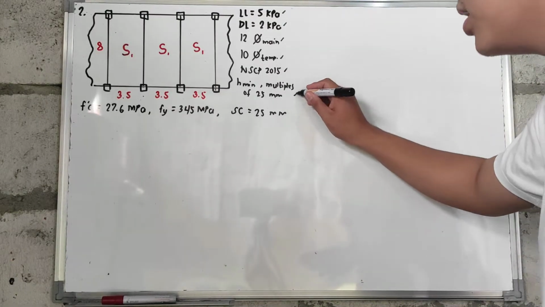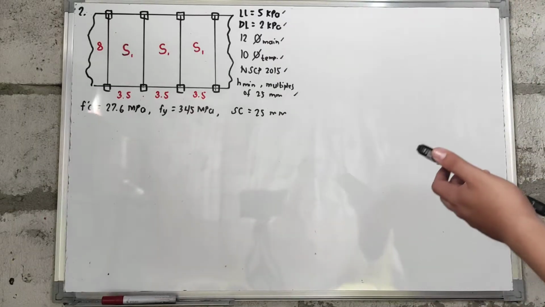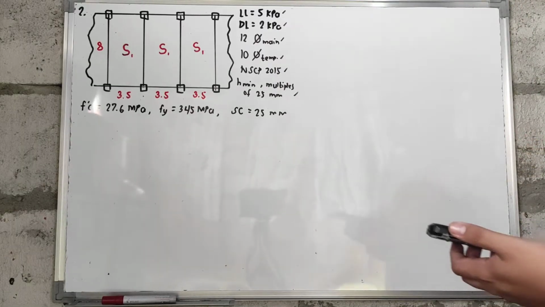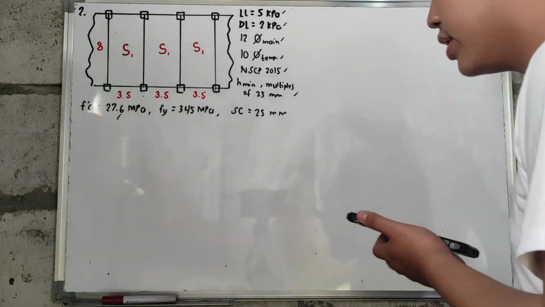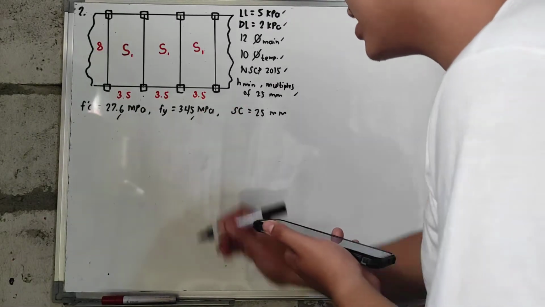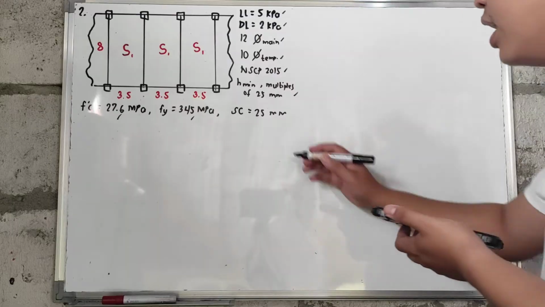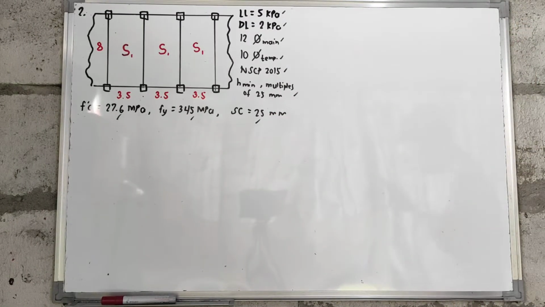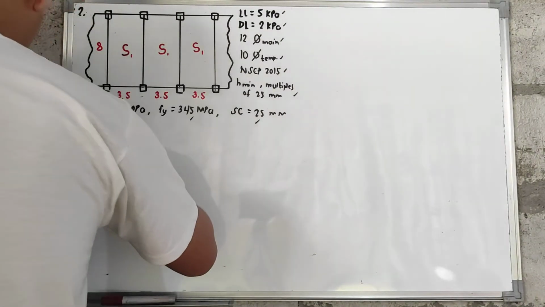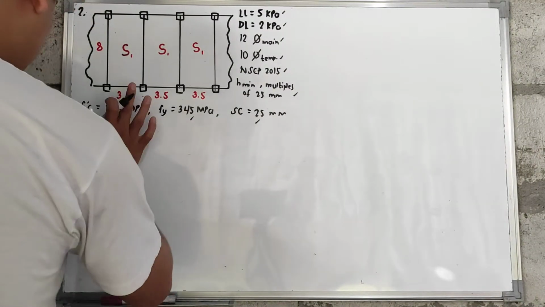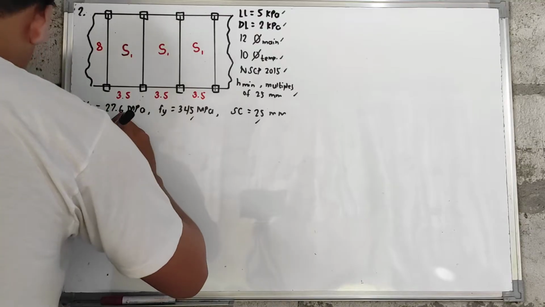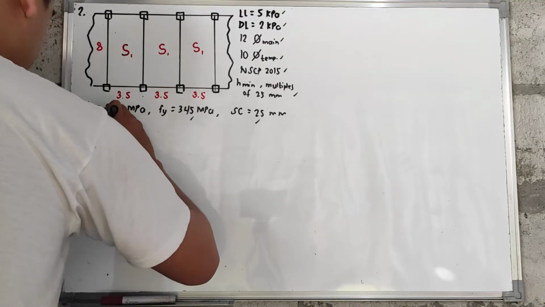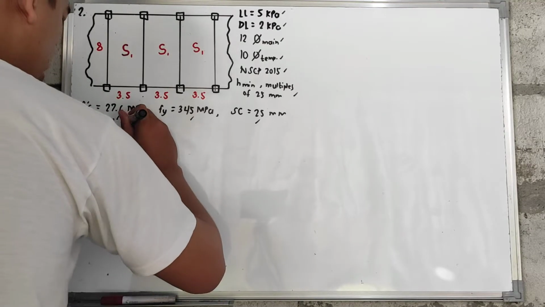So in computing for the minimum thickness, multiples of 25 tayo. The value of your f'c is 27.6. Your fy is 345 megapascal. And your steel covering is equal to 25 mm. So first of all, let us calculate for the value of your floor pressure. So hanapin natin yung floor pressure natin, o yung superimposed dead load natin.